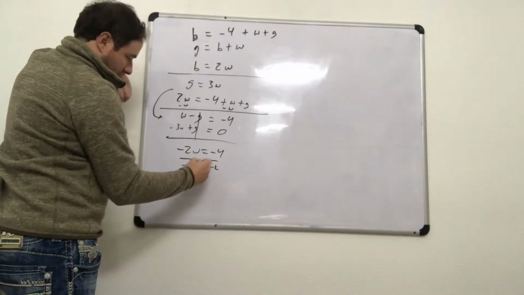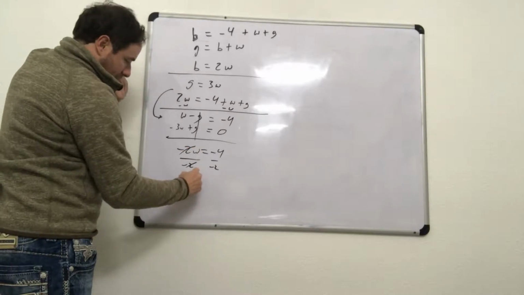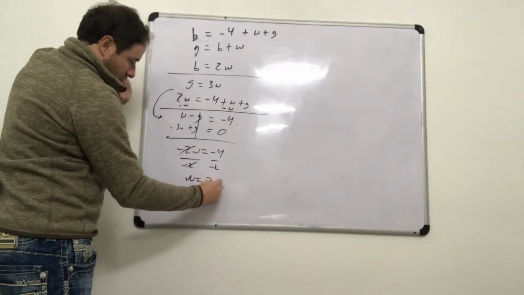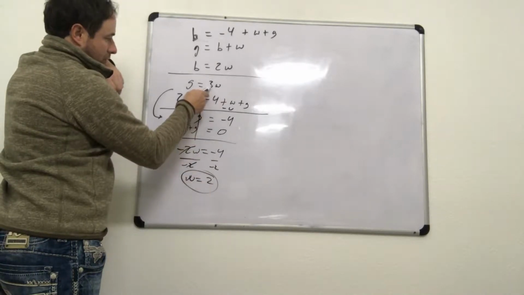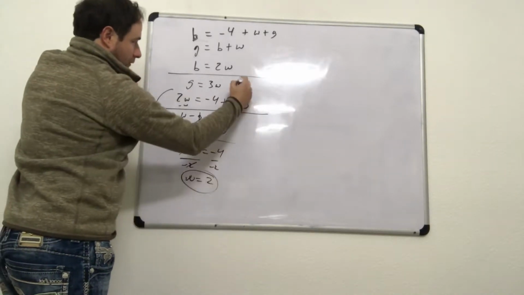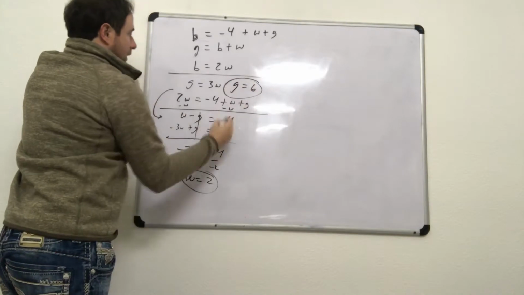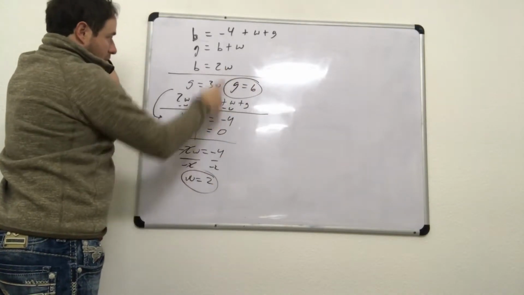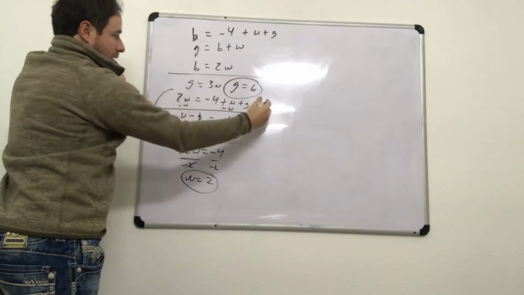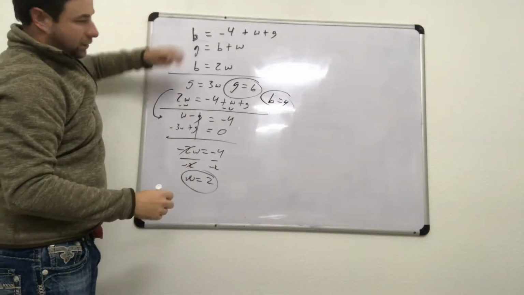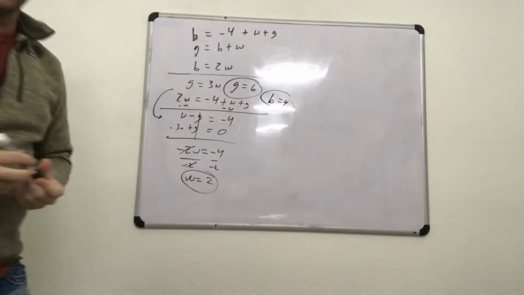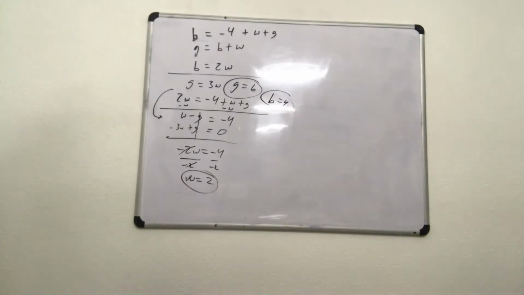The math is not difficult. It's just tracking it here. So W equals 2. So if W is 2, go up here, 2 times 3, G is 6. And if W is 2, then B is 4. Not too tough. The whole key is to set it up right. Then from there, you've already done these types. You have 3 variables, and you're solving for all 3 variables.